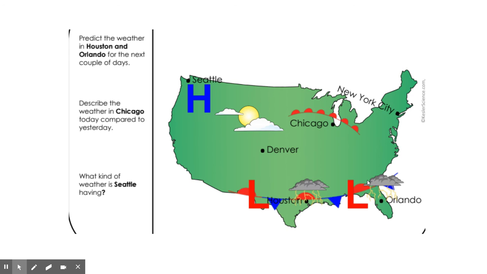It's not moving. The weather in Chicago today compared to yesterday. So because Chicago is behind the warm front, you would say today it is warmer in Chicago. Yesterday, this warm front was probably south of it. So you would basically describe Chicago's weather yesterday being cooler, today being warmer. And then what kind of weather is Seattle having? Typically, again, like we talked about on Tuesday, when we see the high pressure, we're typically looking at clear skies and no rain.